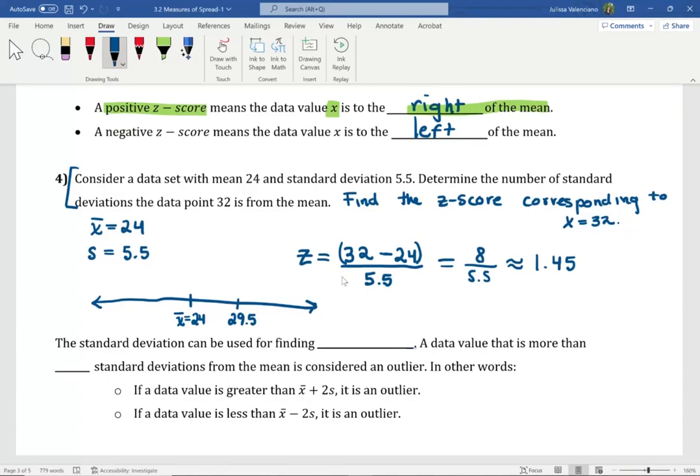If I want to label the second standard deviation to the right, I need to add another standard deviation. So I need to take 29.5 plus 5.5. That gives me 35. I could also label the third standard deviation, the fourth standard deviation, and so on. I'm just going to go ahead and stop at the second standard deviation. Now, you could also label the standard deviations on the left-hand side of the mean. To do that, you would take 24 minus 5.5. That gives you 18.5.